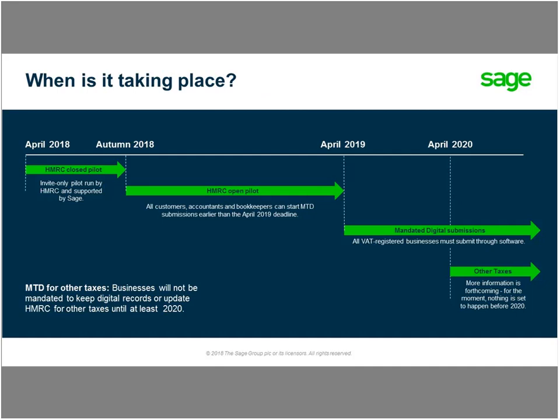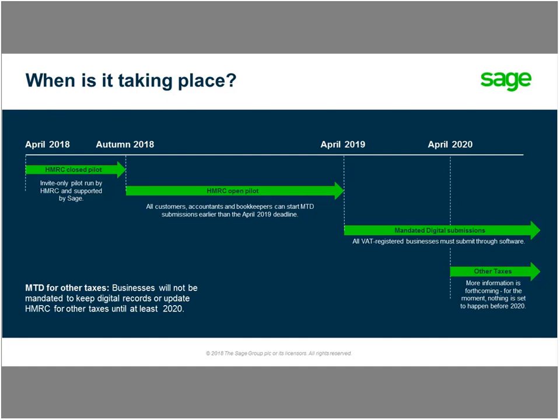What will happen is then in autumn 2018, HMRC plan to go into open pilot. And what this means is that all customers, accountants and bookkeepers, can start doing MTD on a voluntary basis. So basically, you will follow the process that they released to make the switch to MTD, and you can start doing this early. And this is what we'd recommend.